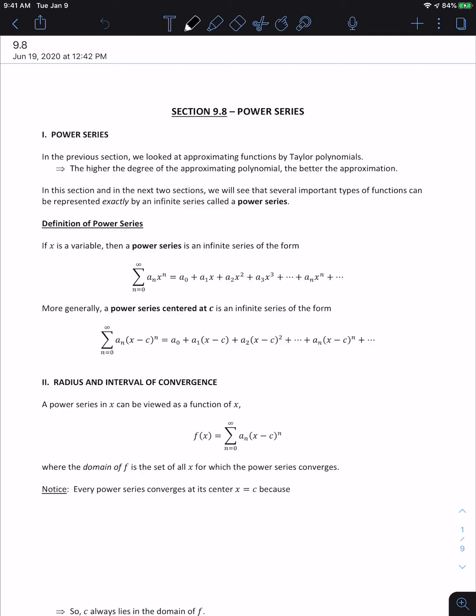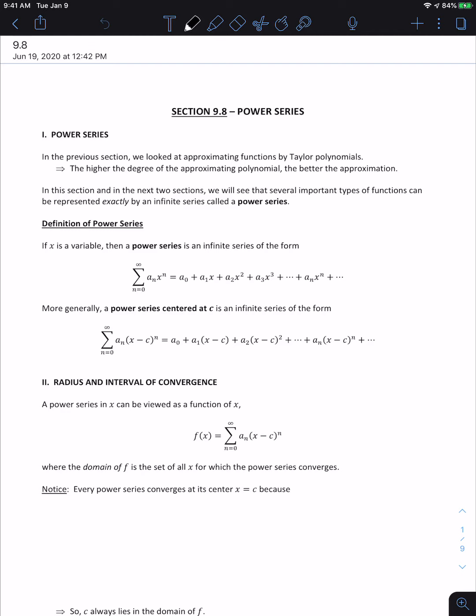Hello everyone, in this video we'll be looking at section 9.8, which is power series. In the previous section we looked at approximating functions by Taylor polynomials. We took this really awkward function and represented it by an approximating polynomial, powers of x's being added up. And the higher the degree of the approximating polynomial, the better the approximation was.